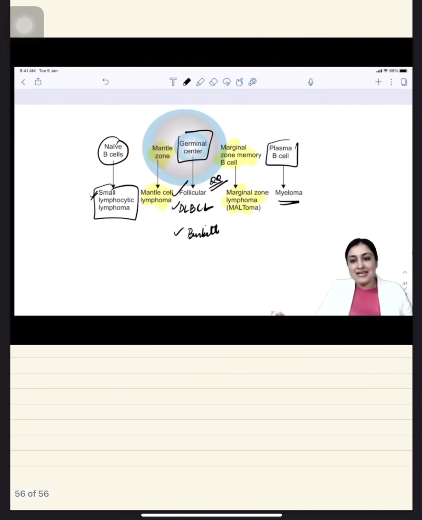Now coming to where does everything originate from? Remember small lymphocytic lymphoma, because it's small, it is naive, so it is naive B cell. Mantle cell and marginal zone obviously come from the mantle zone and marginal zone. Germinal center: follicular, DLBCL and Burkitt come from the follicles of the germinal center. So three things come from the germinal center: follicular, DLBCL, and Burkitt. And plasma cell gives myeloma.